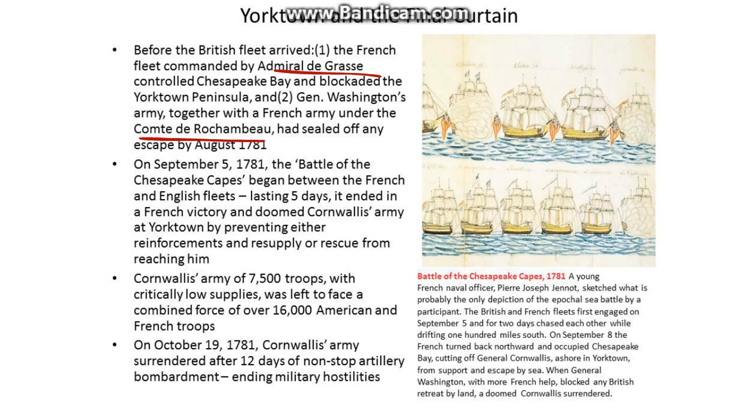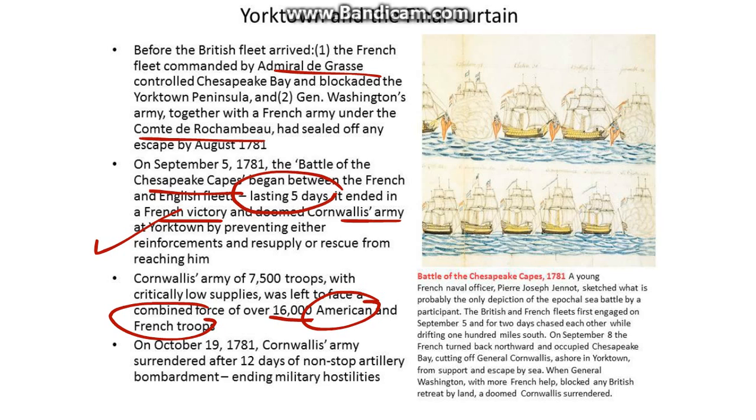On September 5th, 1781, the Battle of the Chesapeake Capes began between the French and English fleets, which lasted 5 days and ended in a French victory which doomed Cornwallis's army at Yorktown by preventing reinforcements and resupply or rescue from reaching him. Cornwallis's army of 7,500 troops, with critically low supplies, was left to face a combined force of over 16,000 American and French troops.